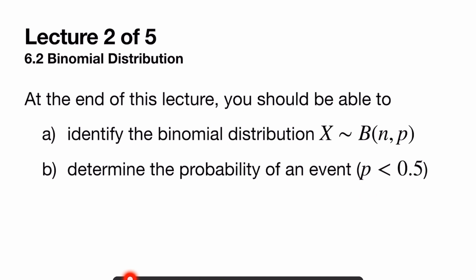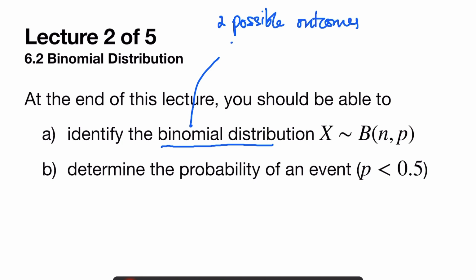Let's recall, what are the characteristics of the binomial distribution? Apa karakteristik untuk binomial distribution? Dia mesti ada at least two possible outcomes lah. Mesti ada fixed trials. If you have two possible outcomes, we're going to have two probabilities, dua probabilities, which is the probability of success and probability of failure. And the trials must be independent of each other.